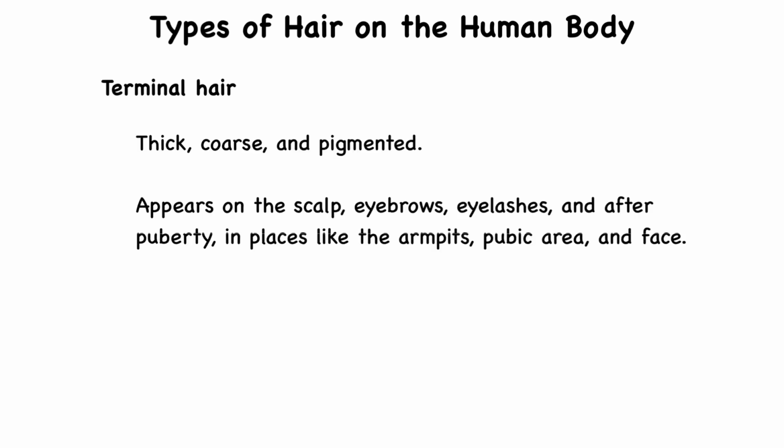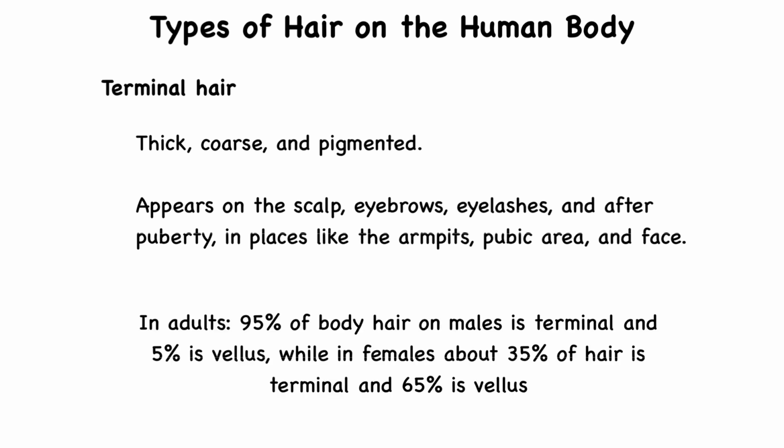Terminal hair is thick, coarse, and pigmented. It appears on the scalp, eyebrows, eyelashes, and after puberty in places like the armpits, pubic area, and face. Terminal hair replaces some vellus hair during puberty under the influence of hormones, especially androgens like testosterone. In adults, about 95% of the body hair on males is terminal hair, and 5% is vellus, while in females, about 35% of the hair is terminal, and 65% is vellus.